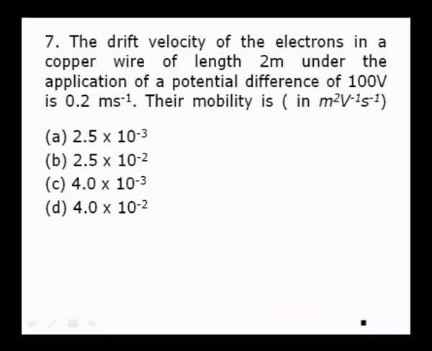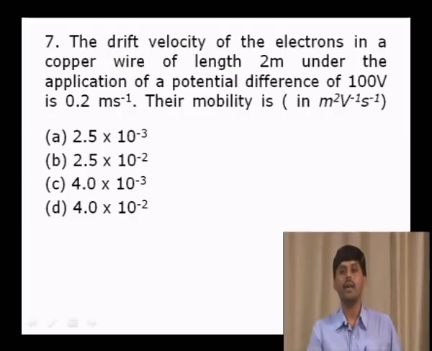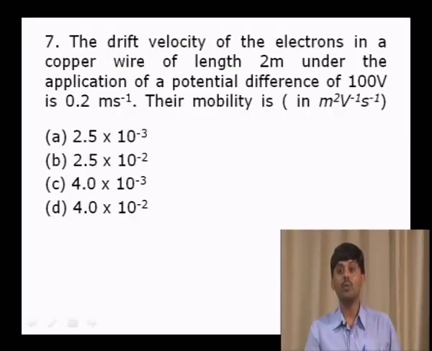Question number 7. The drift velocity of the electron in a copper wire of length 2 meter under the application of a potential difference of 100 volt is 0.2 meter per second. Their mobility in meter square per volt per second is: option A, 2.5 into 10 raised to minus 3; option B, 2.5 into 10 raised to minus 2; option C, 4 into 10 raised to minus 3; option D, 4 into 10 raised to minus 2.